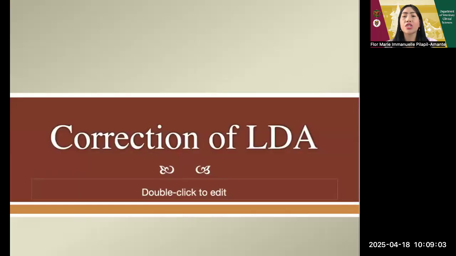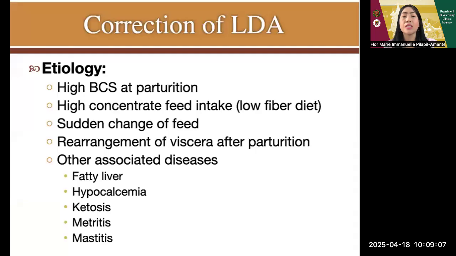We start with the correction of the left displaced abomasum, and we have the list of risk factors here. First, we have the high body condition score during parturition, and this will have an effect on the gut motility. Next is the high concentrate feed intake and low fiber diet.